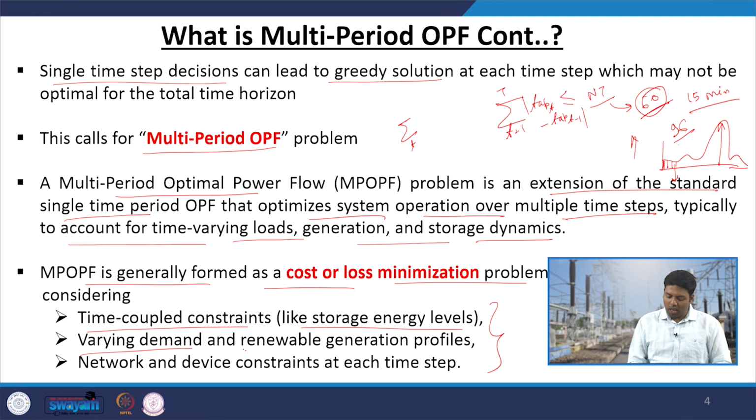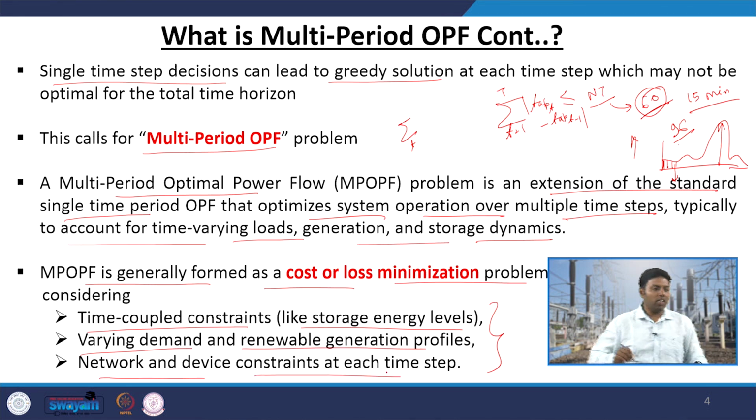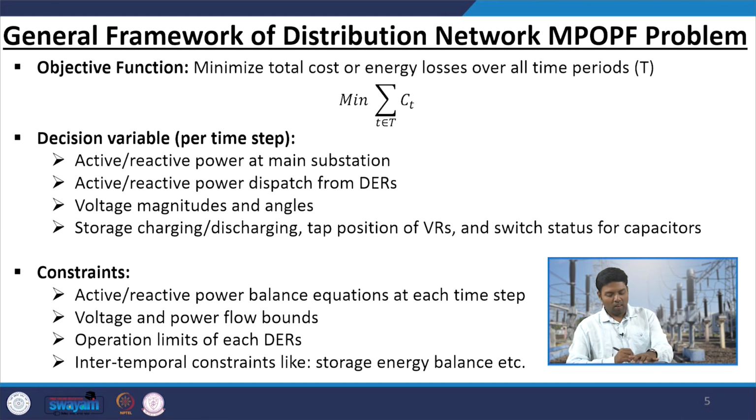You have varying demand and renewable generation profiles, and you have network and device constraints at each time step, like we considered in the last lecture's OPF problem as well.